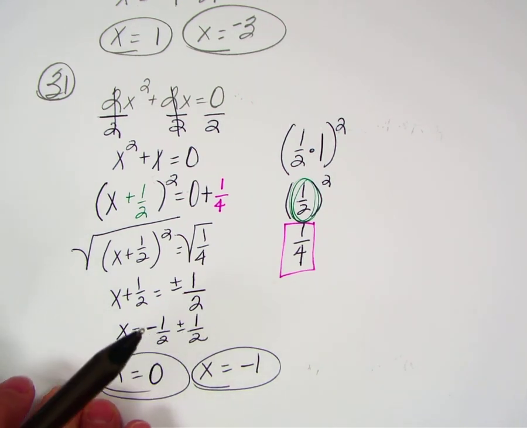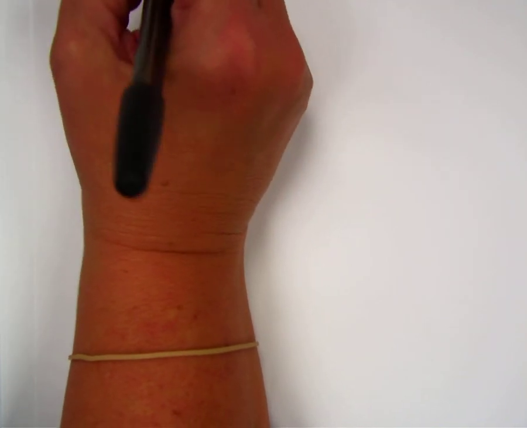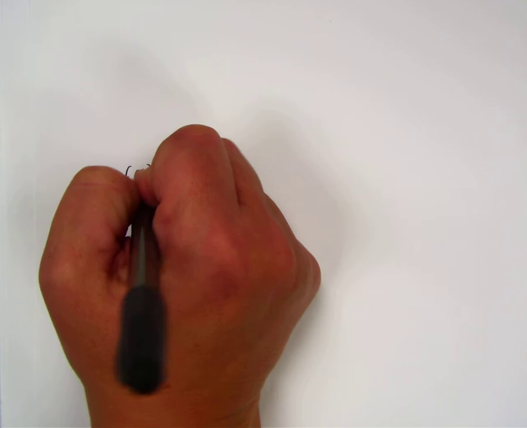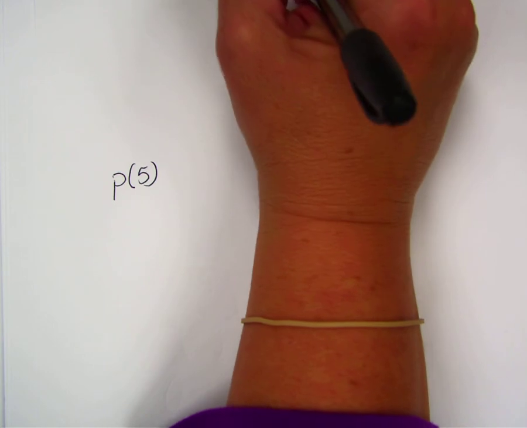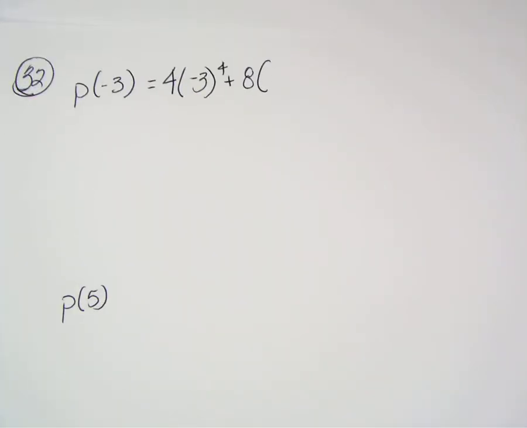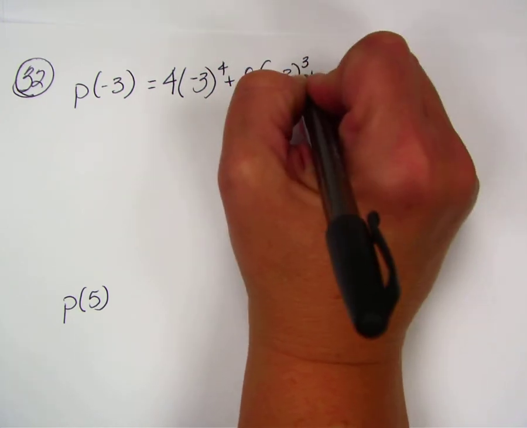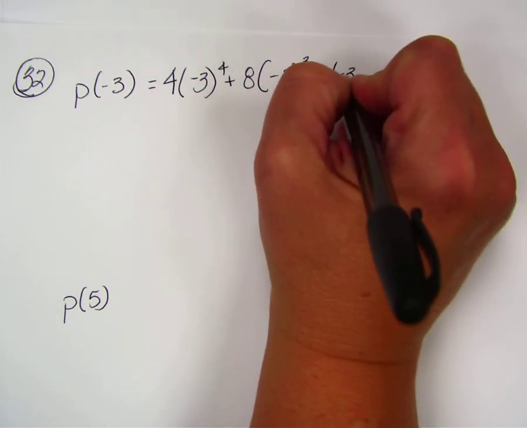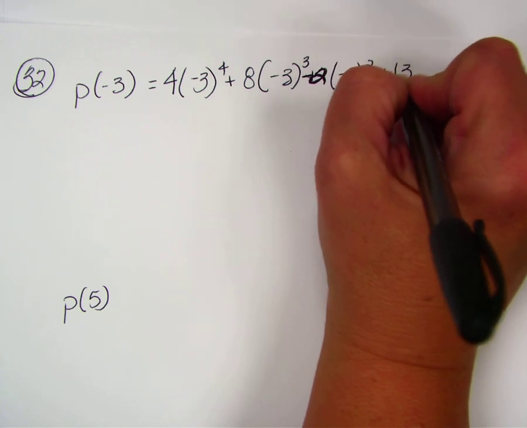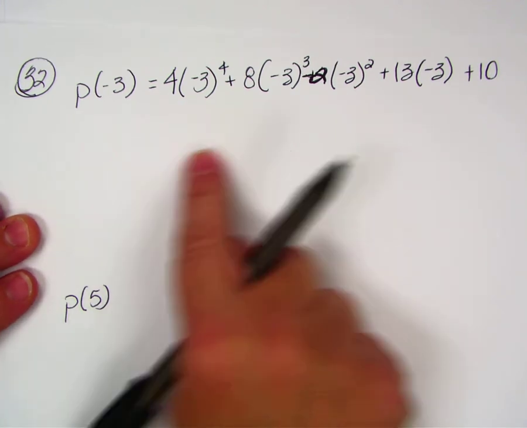All right, 32. It says find P of negative 3 and find P of 5. So 4 times negative 3 to the 4th power, plus 8 times negative 3 to the 3rd power, minus 2 times negative 3 to the 2nd power, plus 13 times negative 3 plus 10. Is that minus 2? Yes, sorry about that.